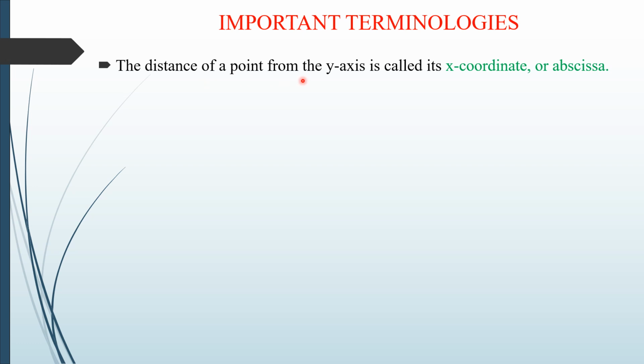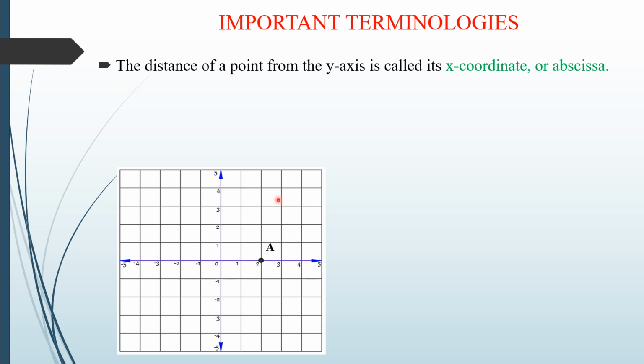Now let us understand some of the important terminologies used in this chapter. First of all, the distance of a point from the y-axis is called its x-coordinate or abscissa. In the previous example, we have seen how we represent coordinates of any point. Suppose this is a point A, which is present at this location. Now if I want to understand how far it is from the y-axis, that is nothing but its x-coordinate. If I count the x-coordinate here, it is 1 and 2 units. Therefore, the distance of point A from the y-axis is nothing but 2 units.